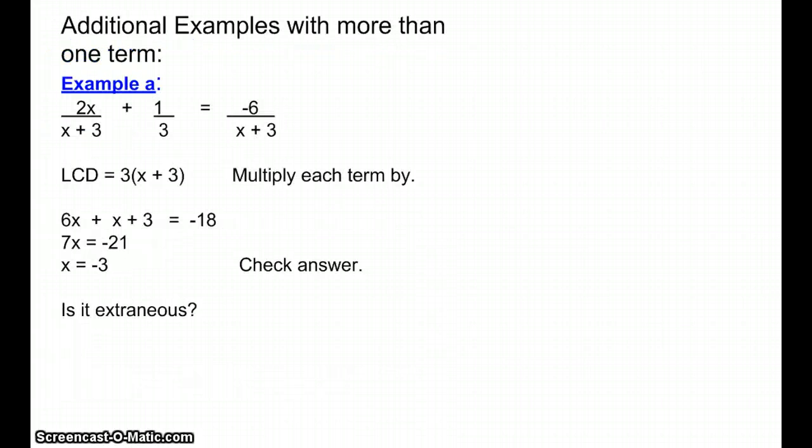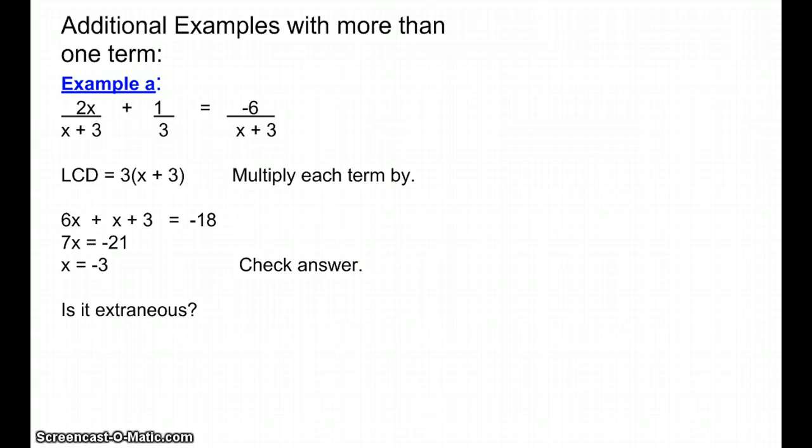Here's another example with more than one term. We have 2x over x plus 3 plus 1/3 equals negative 6 over x plus 3. In this case, the lowest common denominator is the two denominators combined, which is 3 times x plus 3. You want to multiply each term by the lowest common denominator.